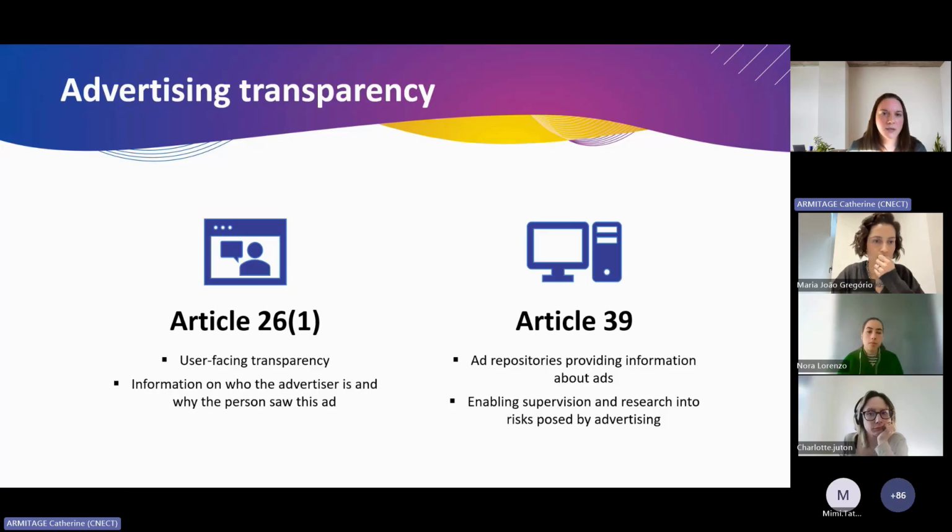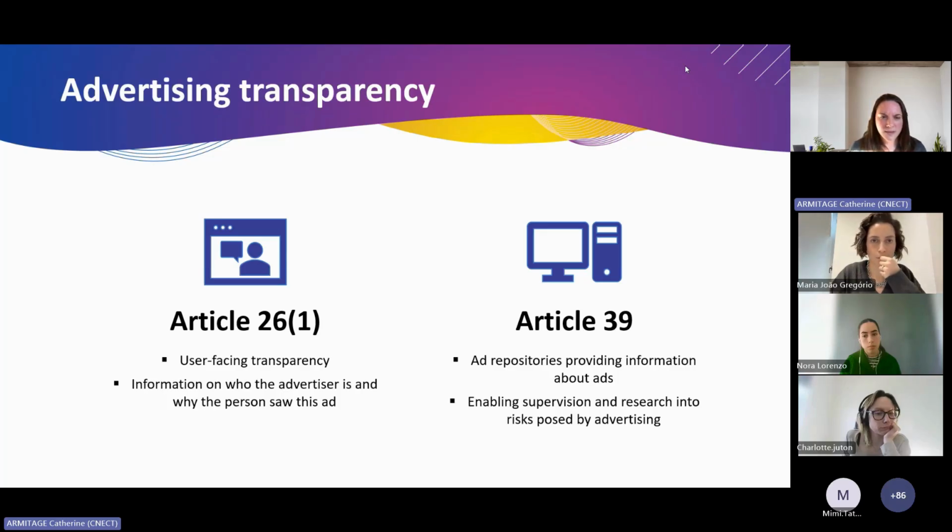So I mentioned advertising transparency, that this is a really core principle within the Digital Services Act, to ensure that users and researchers have access to data and information about how online advertising is working on these platforms. So there are two angles to this. First of all, there's the user-facing transparency, which is in Article 26.1, and then there's transparency which can be accessible to users, but is also more relevant to researchers looking at this from a more macro perspective.